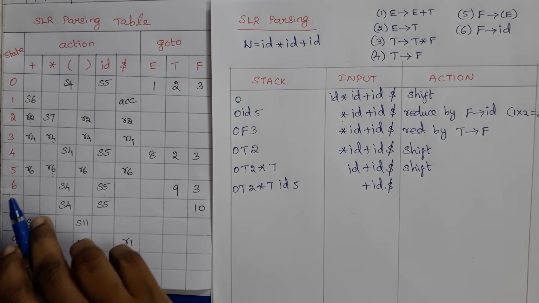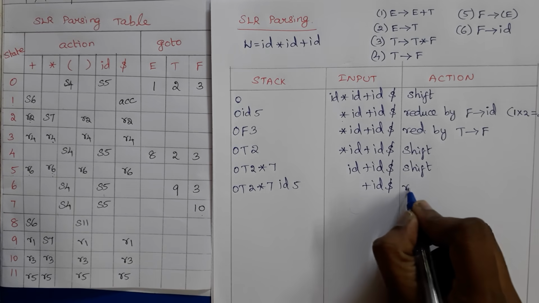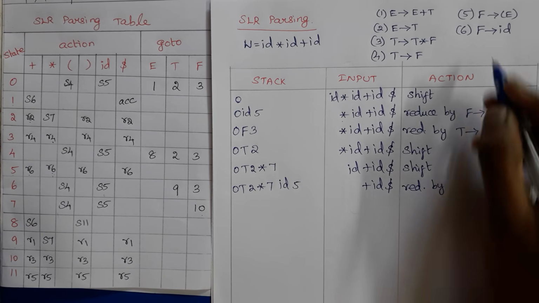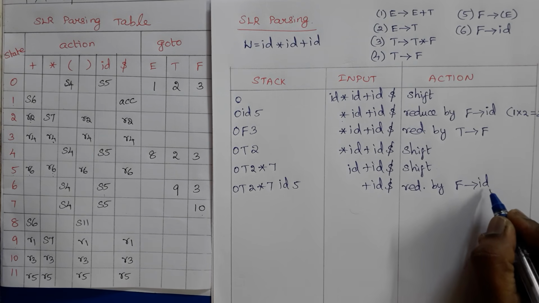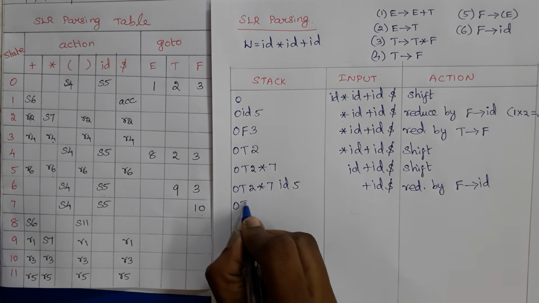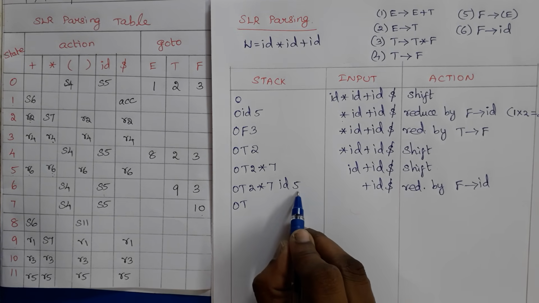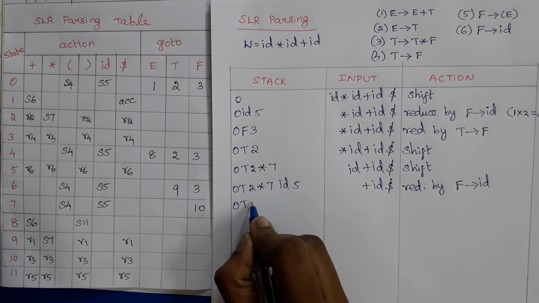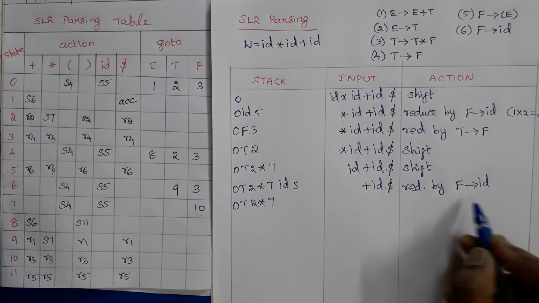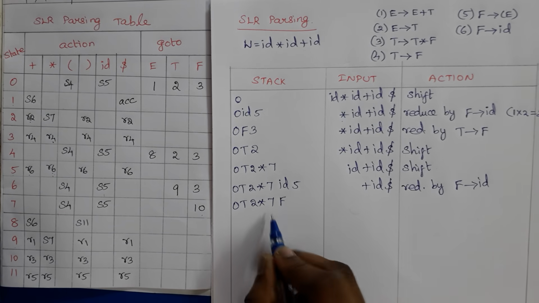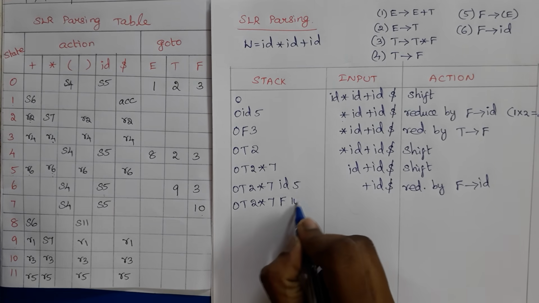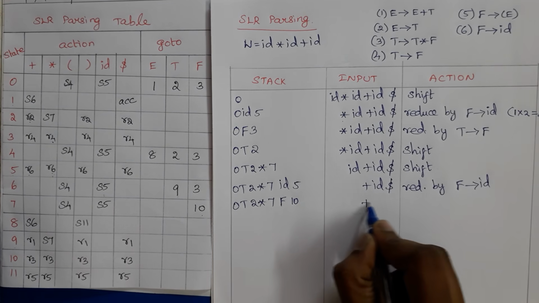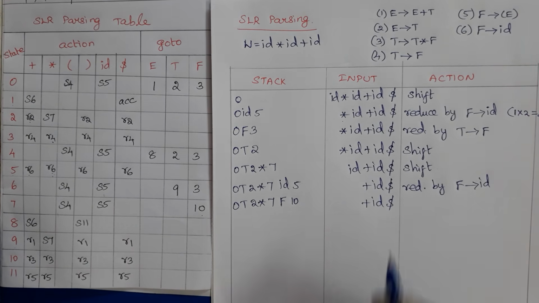Now 5 and plus is reduce 6. So reduce by the production number 6, F tends to ID. Now length of the right hand side is 1, multiply it by 2. So we need to pop 2 symbols from the stack. So ID and 5 must be popped from the stack, and we need to push left side of the production, F. Then 7 and F. 7 and F is 10. 10 should be considered as a single symbol. No change in input buffer.